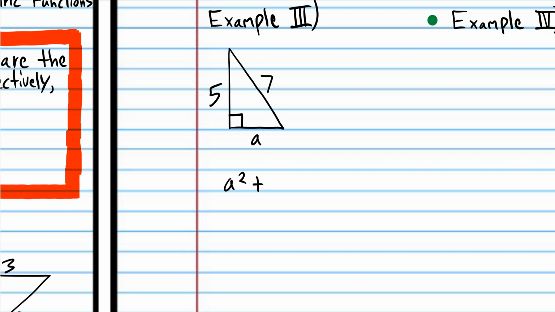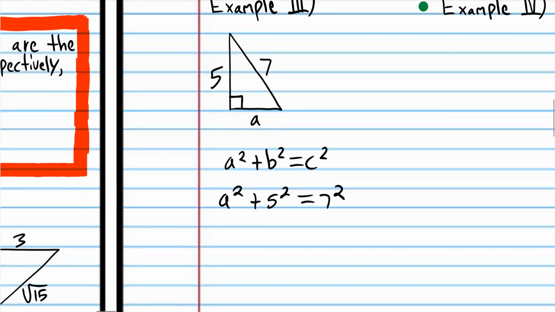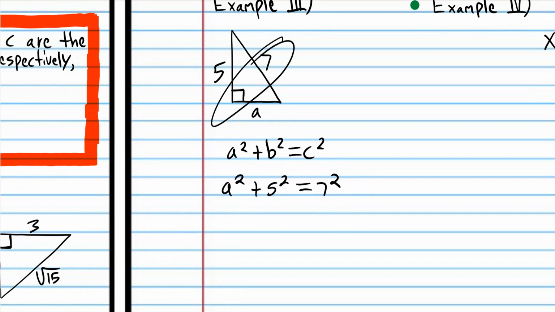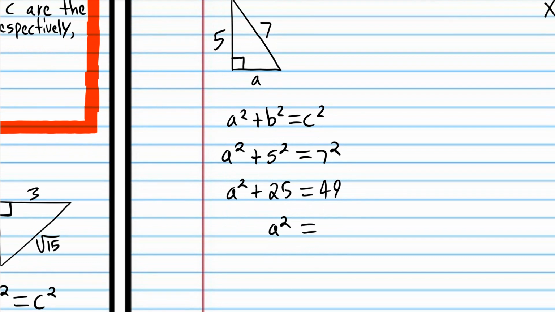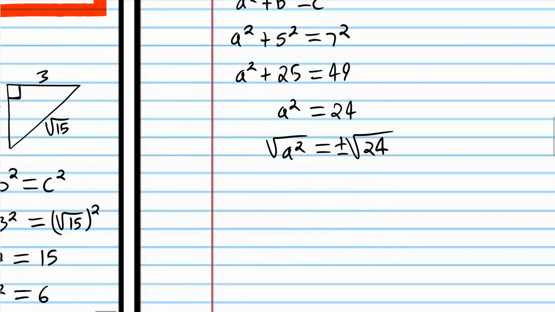So let's do one more of these problems before you try one on your own. Seven is the hypotenuse, the side opposite the right angle. Subtract 25 from both sides, and we get 24. Then we're going to square root both sides. Whenever you square root both sides of an equation, you have to write a plus or minus symbol.